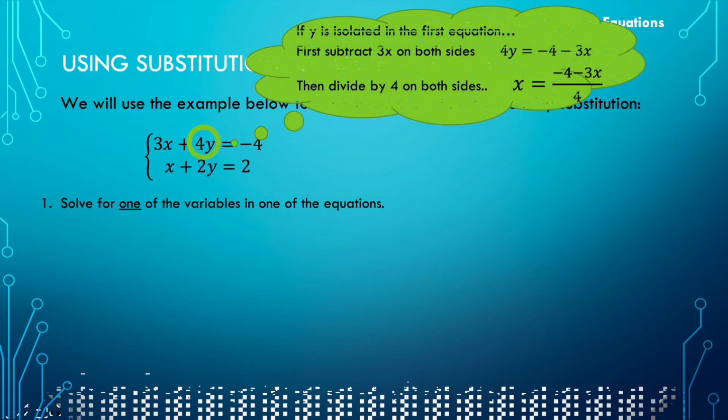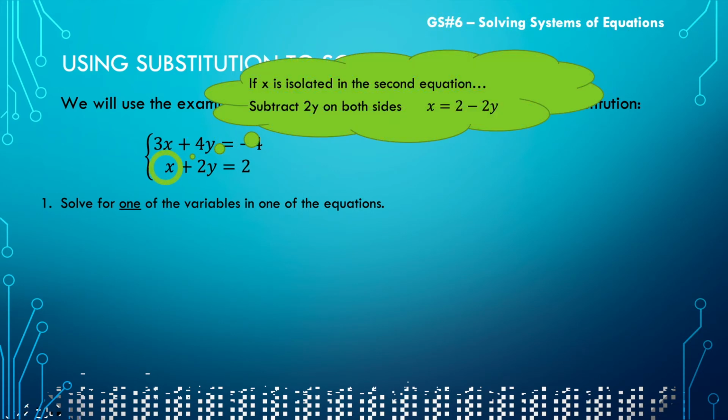So let's try this y. Let's solve for the y in the first equation. So if we are isolating this y, we would first subtract 3x on both sides, and then we would divide out the 4 on both sides. And so we would end up with negative 4 minus 3x all divided by 4. And again, there's nothing wrong with this except that it's just full of fractions. So let's check a different alternative.